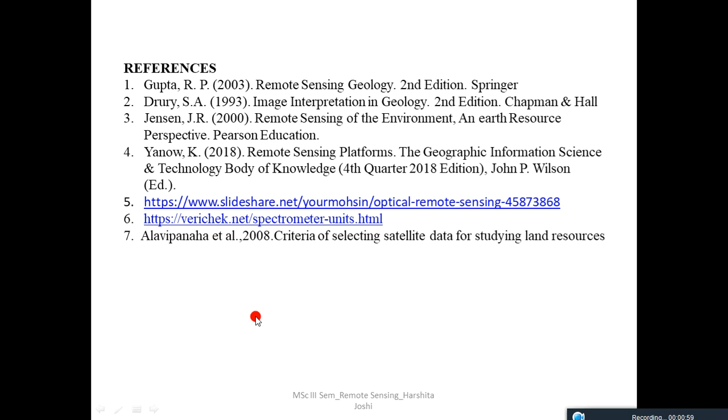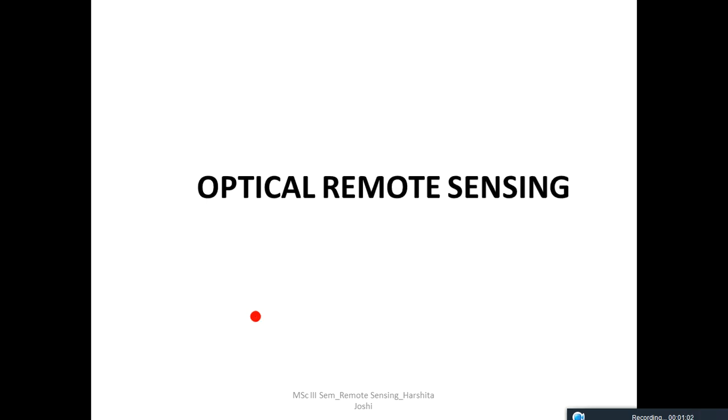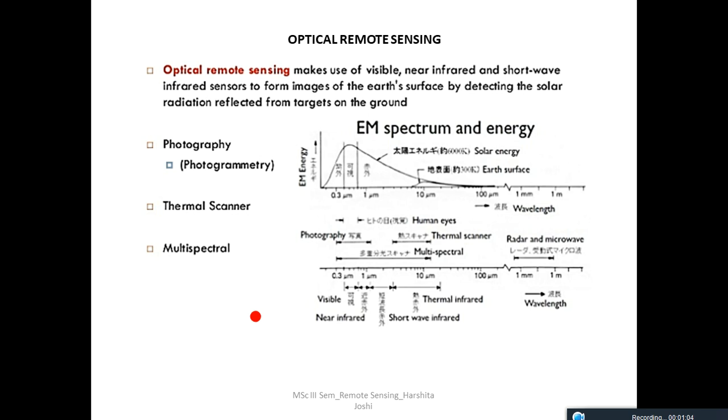Various references have been used to make this presentation, so let us understand optical remote sensing. Optical remote sensing makes use of visible, near infrared and short wave infrared sensors to form images of the earth's surface by detecting the solar radiation reflected from the targets on the ground. So what does it do? It uses the visible, near infrared and short wave infrared. We have already studied what the visible, near infrared and short wave infrared wavelengths are.